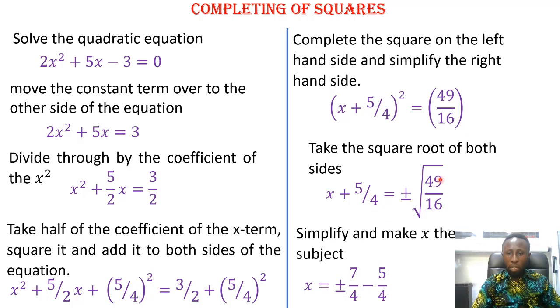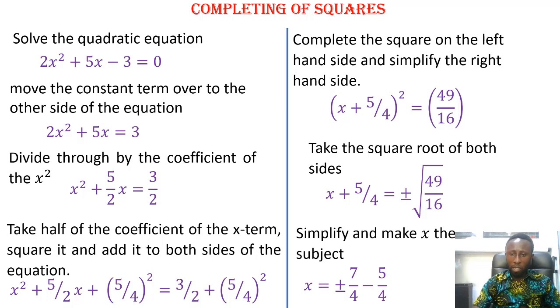So this one, the root of 49 is 7 and the root of 16 is what? 4. So that's why we got plus or minus 7 out of 4. Then this one, I want to make s the subject, so we will subtract 5 out of 4 on both sides, or you move it across the equal sign. That's why we get negative 5 out of 4. So this is our s. So this is how we use the completing the square method to solve it.